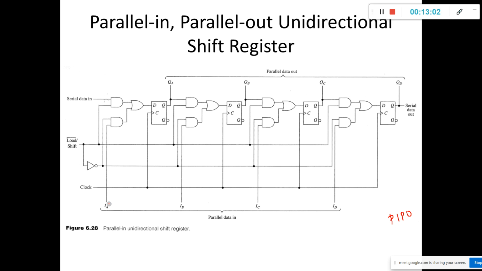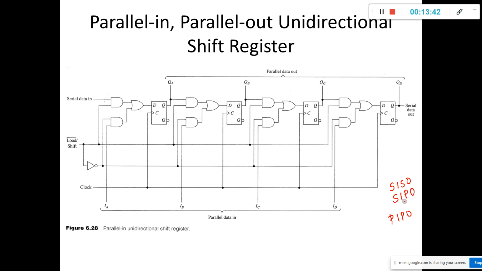Next, it also has the capability of parallel in. Here IA, IB, IC, ID are parallel in inputs. Next, QA, QB, QC, QD are parallel data out. Okay, parallel data in, parallel data out, serial data in and serial data out. So this particular unidirectional shift register can also act as SISO. SISO is serial in, serial out.